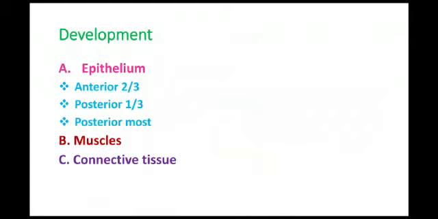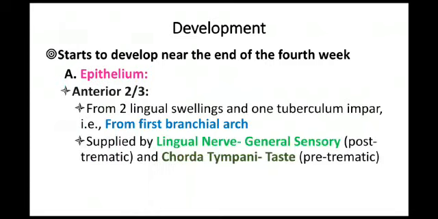Coming to the development, it will be dealt with under the following headings: epithelium, muscles and connective tissue. The epithelium again we are going to subdivide into the anterior 2/3, posterior 1/3 and the posterior most part. So coming to the epithelium, the anterior 2/3 develops from two lingual swellings and tuberculum impar. Both are derived from the first branchial arch.